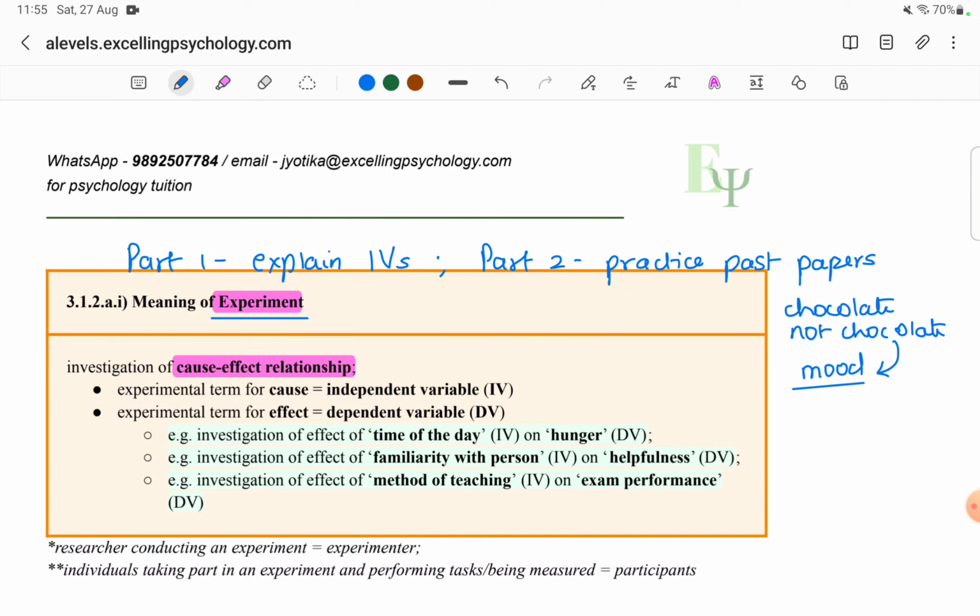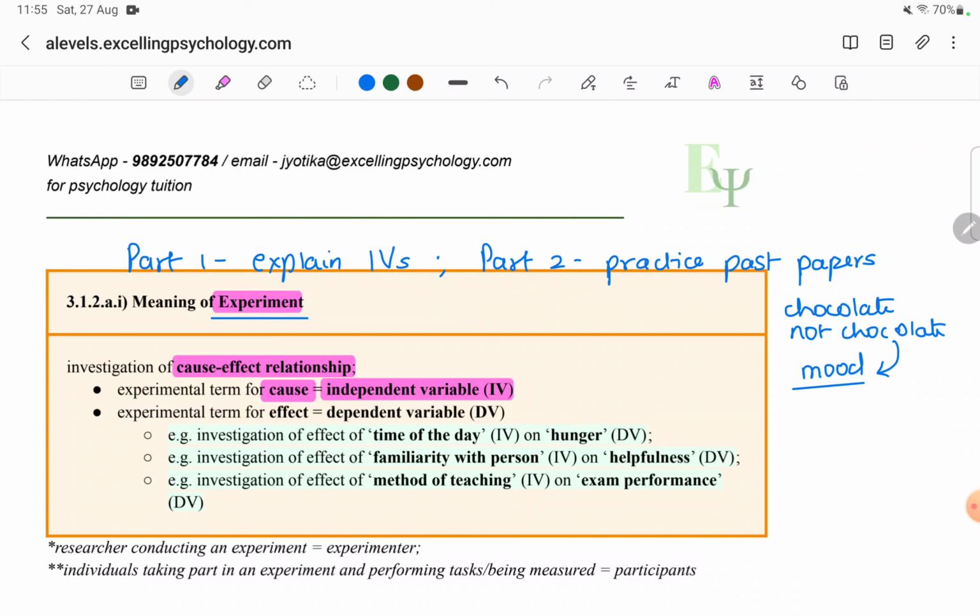So let's be very clear on this, because this is very important towards what we want to understand, which is the independent variable. Now that we know that an experiment looks into a cause-effect relationship, the cause in an experiment is what is called an independent variable. So I just gave you an example of studying the effect of chocolate on mood.